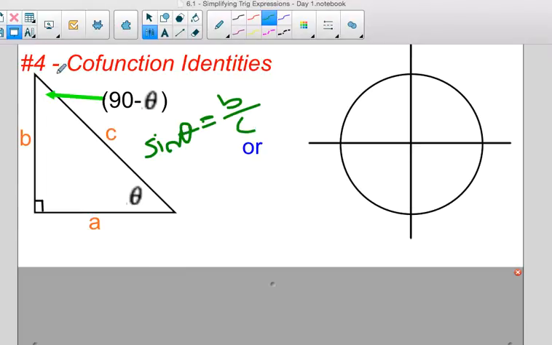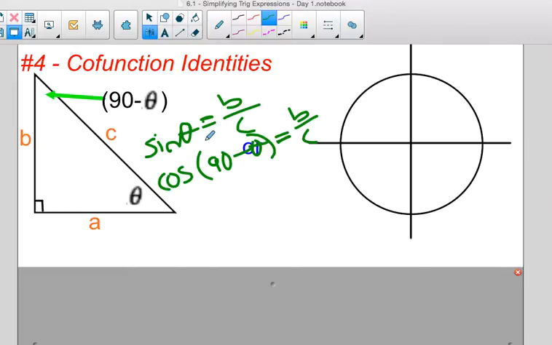Now, if I look at this angle here, which is 90 minus theta, let's just pretend that's its own label, just like theta is. If I look at the cosine of that angle, cosine of 90 minus theta, the cosine of this one is its adjacent, which is b, over the hypotenuse, which is c. So what you guys can see is they're actually the exact same thing. And that's basically what a cofunction identity is. If you have sine of theta, it would be the exact same thing as cosine of 90 minus theta, basically the other angle in that triangle. So that's one way to show it with the triangle.